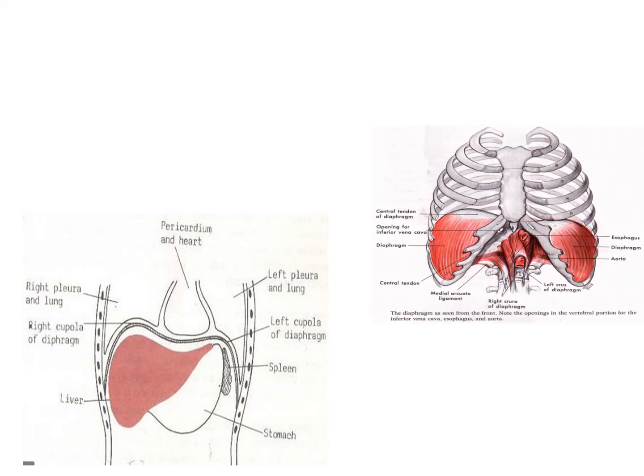Then the thoracic surface is convex on the right and left side, and the summits of these convexities are known as the cupola or dome of the diaphragm. And there is a depressed area in the middle. It is called the central tendon.